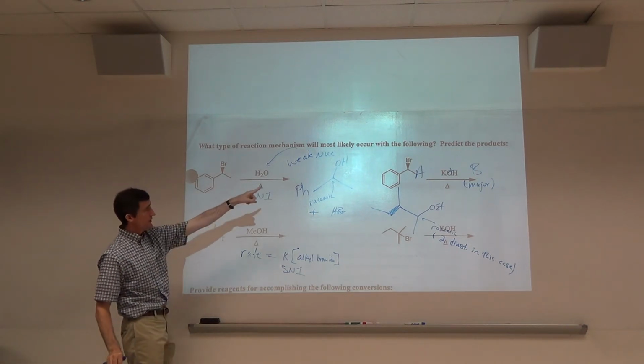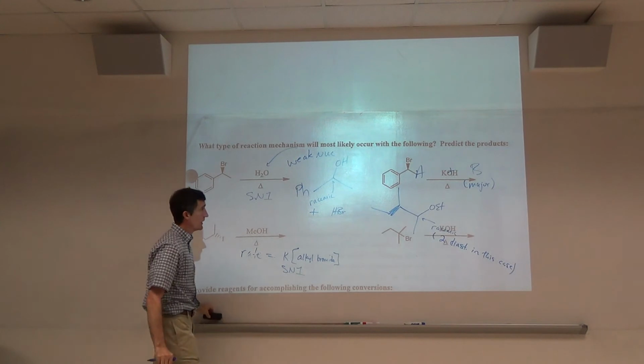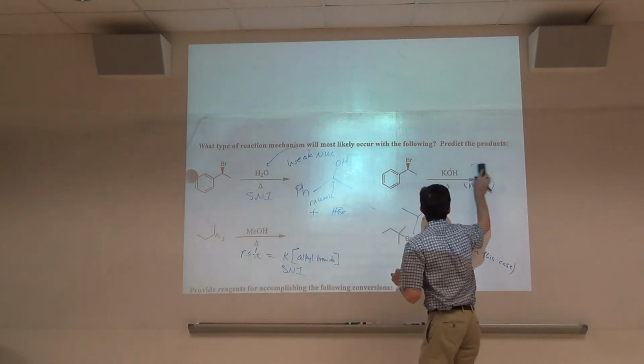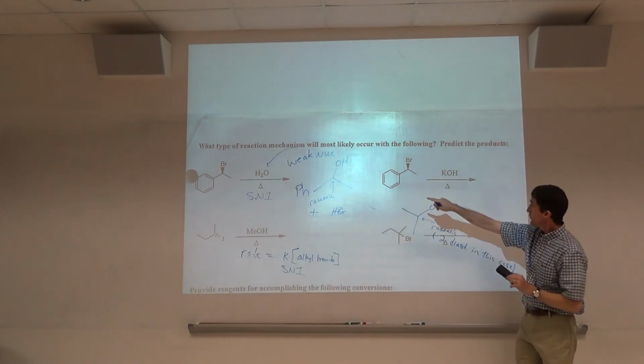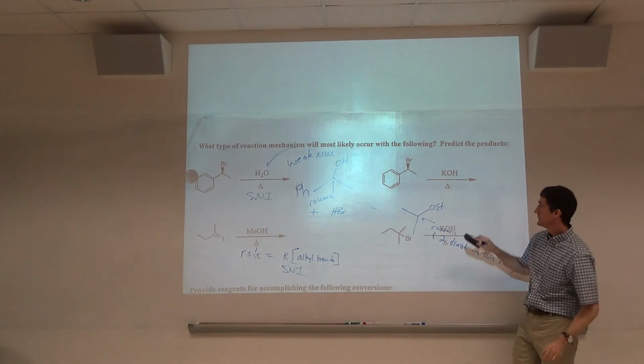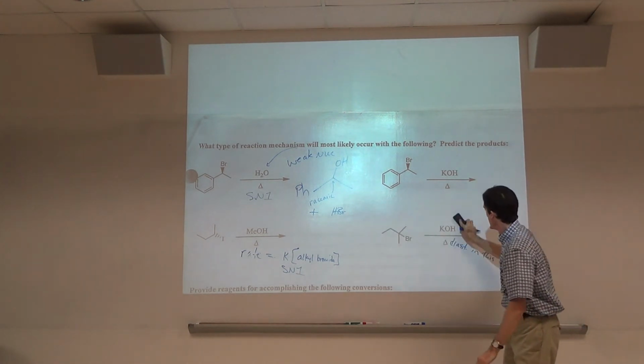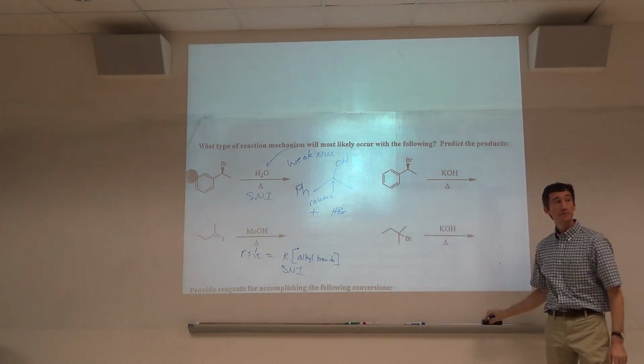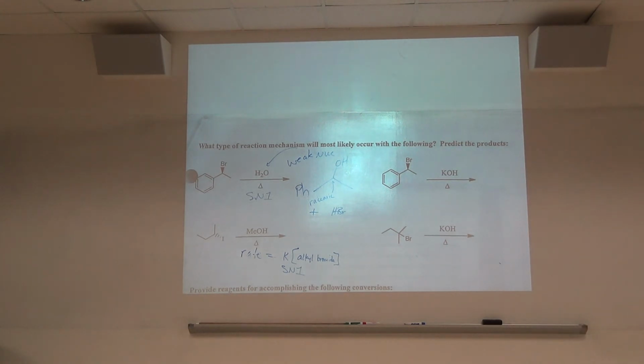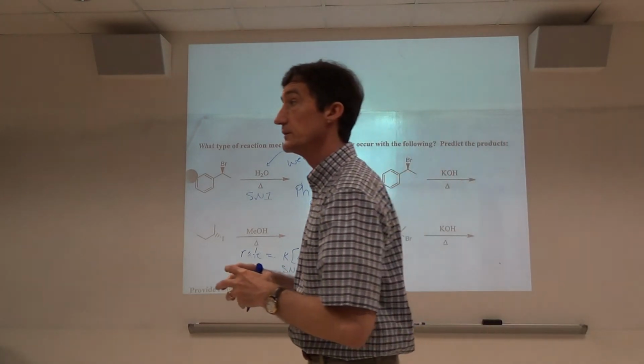What if we do the same reaction with KOH instead of using water? Now our nucleophile is strong. And we said that when it's strong, it's going to be bimolecular, so it's going to be SN2. So let's show the SN2 product. Now we have a strong nucleophile.